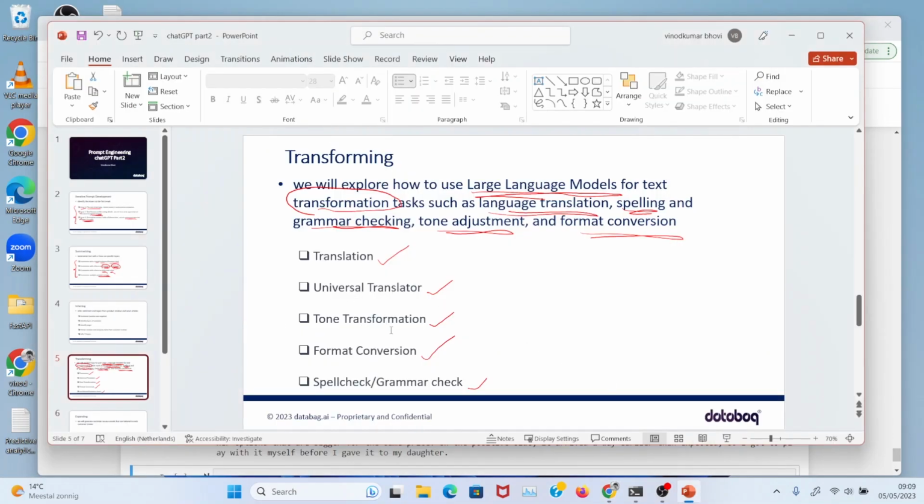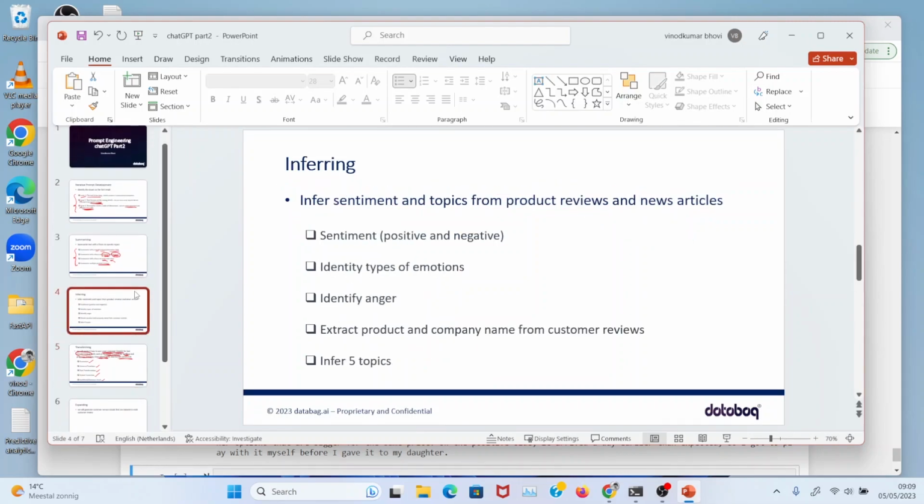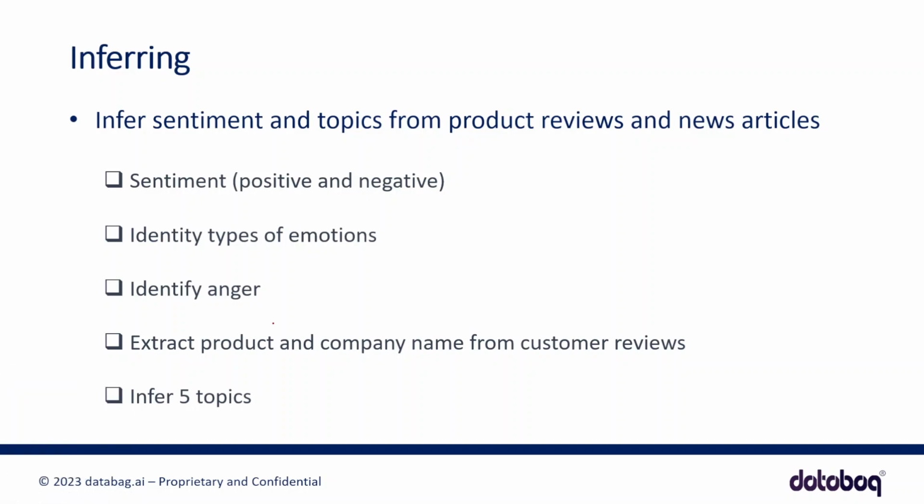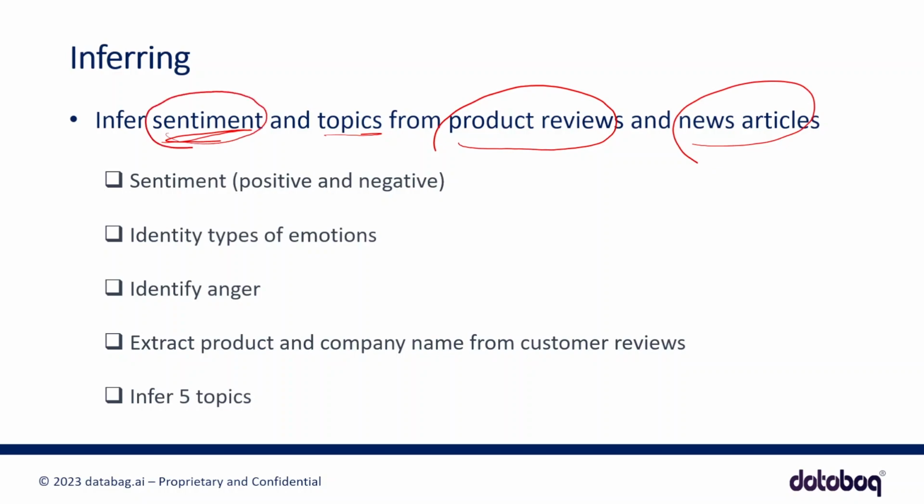Okay, let's go to our PPT. Then I think we kind of forgot inferring, because it's inferring and then we have transforming. So let's try to understand what inferring is. Infer sentiment and topics from product reviews and news articles. Here the important thing is sentiment.